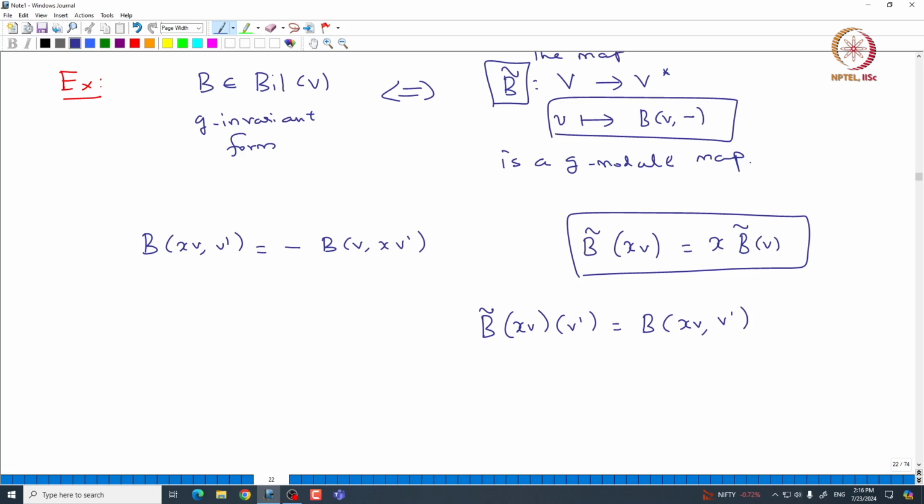Now, on the other hand, what is X B tilde of V? When you apply this on V dash, remember how the action of G is defined on the dual. Then you can easily see that this is exactly equal to X dot B applied on V dash.